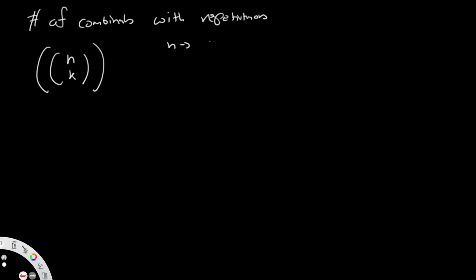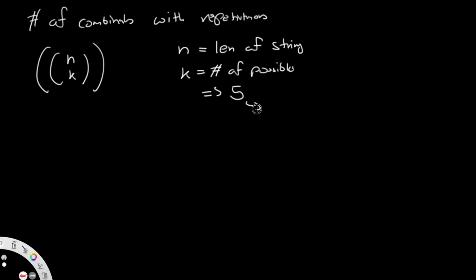So n over here is actually going to be the length of the string. Okay, so n is going to be equal to the length of our string. And the k value is the number of possible values that we might have. So in this case, the k value is going to be equal to 5 because we have 5 vowels, okay? Now the formula for this is going to be equal to n plus k minus 1, in the nCr format, and then k on the bottom, okay?